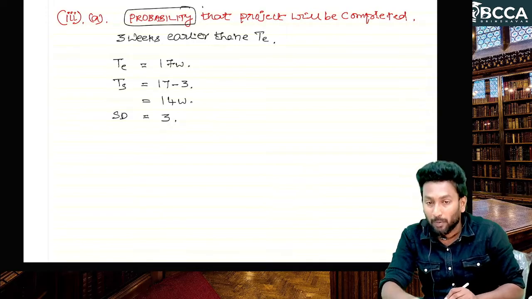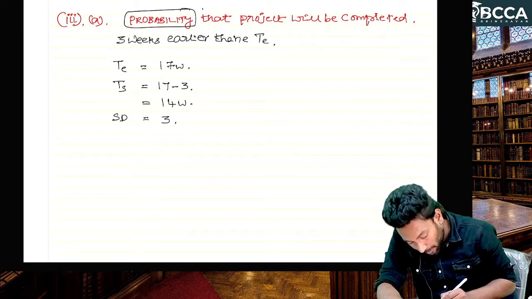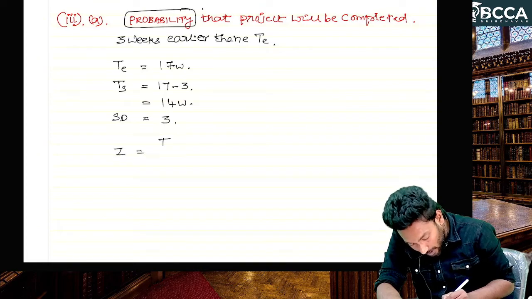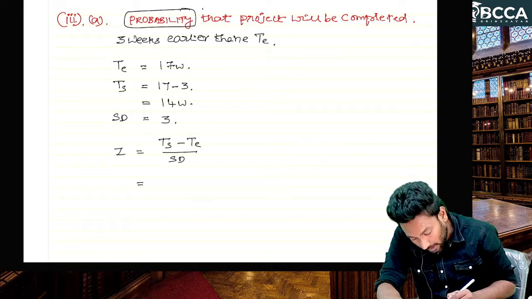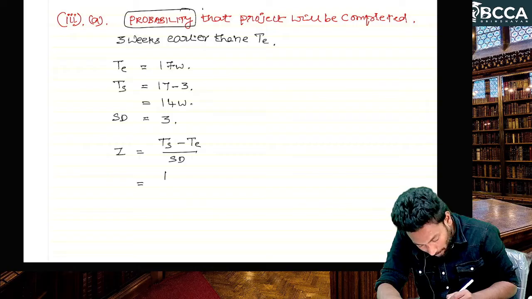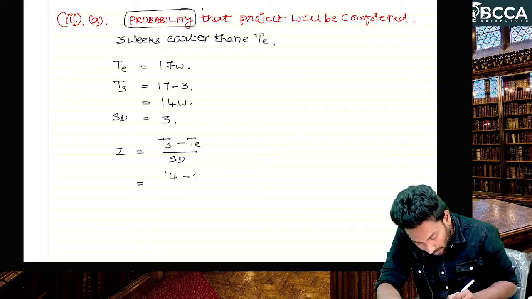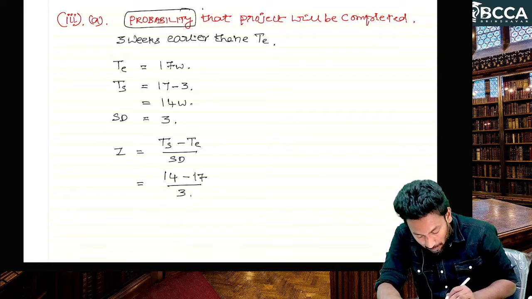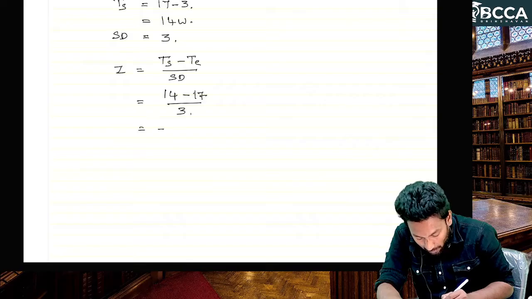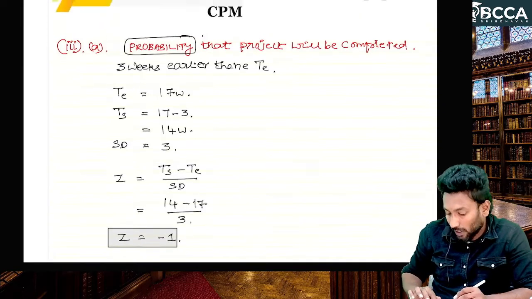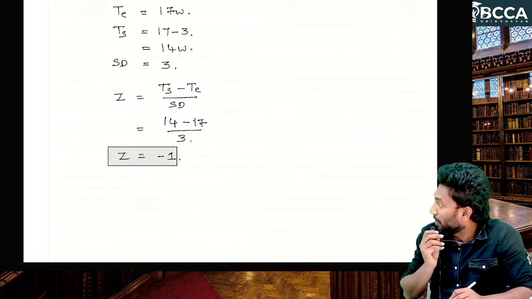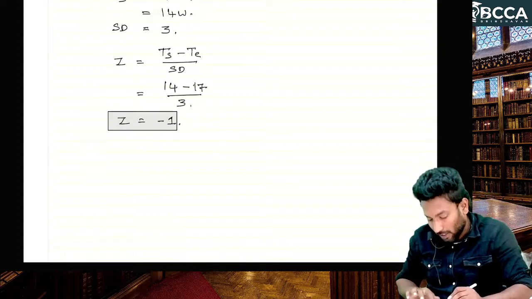To calculate the probability, okay, so what is the formula, sir? Z is equal to TS minus TE divided by standard deviation. TE expected time, TS stipulated time. 14 minus 17 divided by 3, minus 3 divided by 3, that means minus 1. Z equal to minus 1, sir. Okay. Now let us draw standard normal curve.